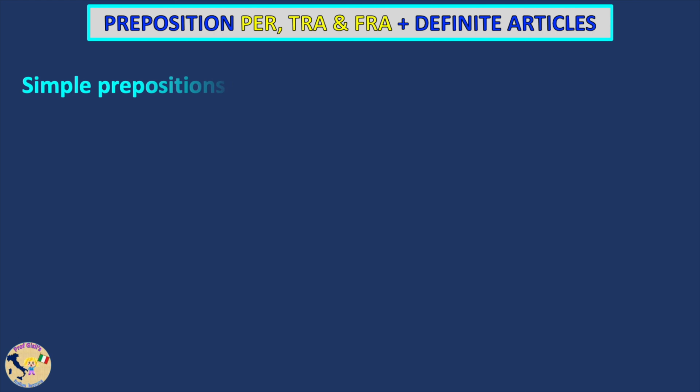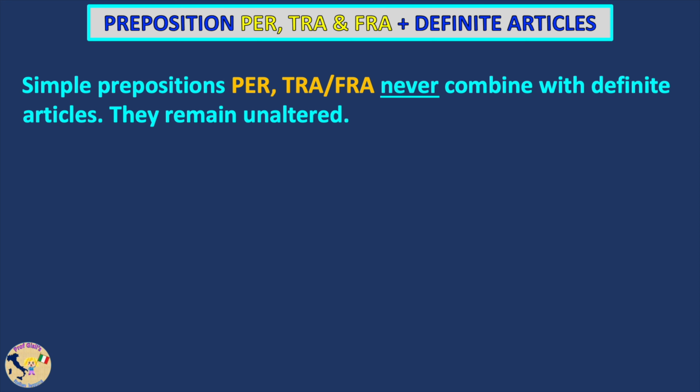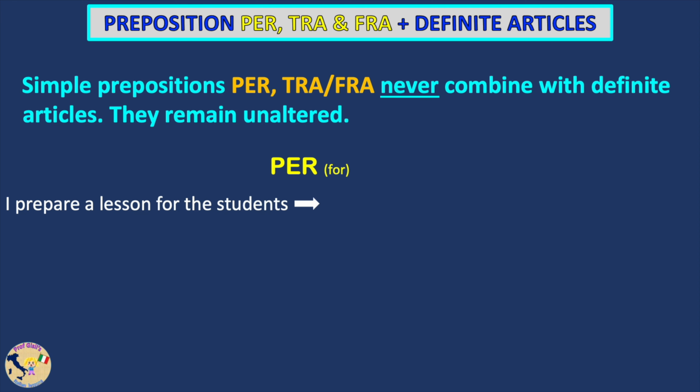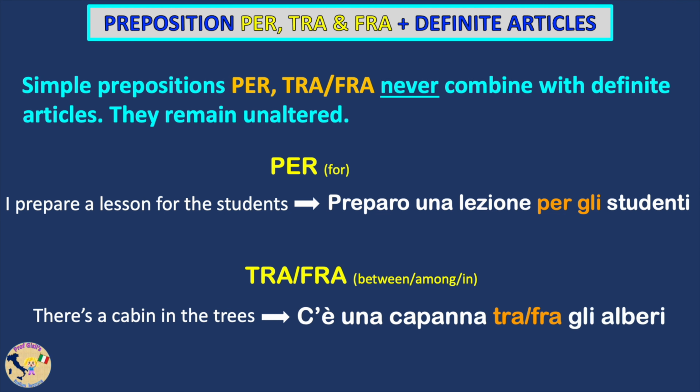Simple prepositions per, tra and fra never combine with definite articles. They remain unaltered. Here are a couple of examples of how to use them. "I prepare a lesson for the students" can be translated as preparo una lezione per gli studenti. And the sentence "there's a cabin in the trees" can be translated as c'è una capanna tra o fra gli alberi.